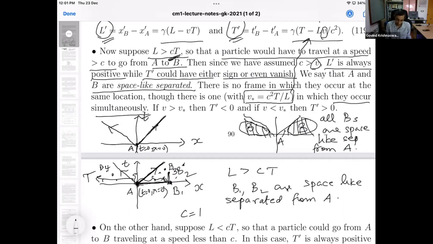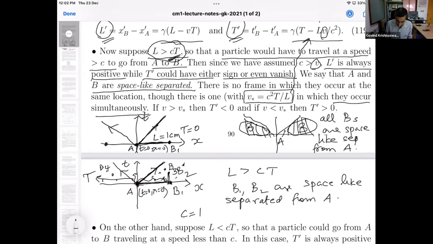For example, this event B1 is space-like separated from A because it is at a distance L, let us say 1 centimeter from A in this frame, and temporally it is separated by 0, because both are on the same line of simultaneity. So you can see whether this condition is satisfied. Oh yes, it is satisfied. T is 0, L is 1 centimeter. So this B is space-like separated from A. So is this B. Of course you have to reverse the signs, but I think you can do that.